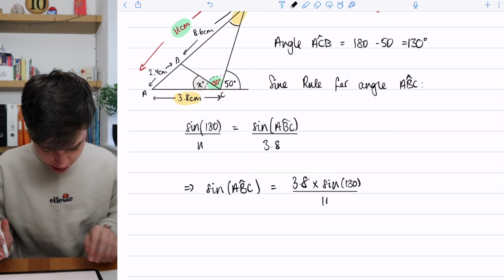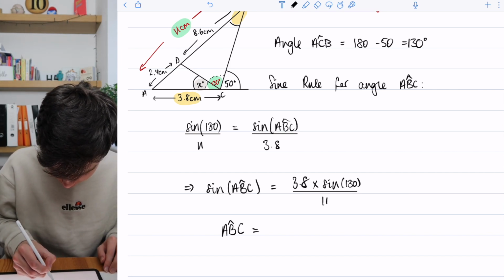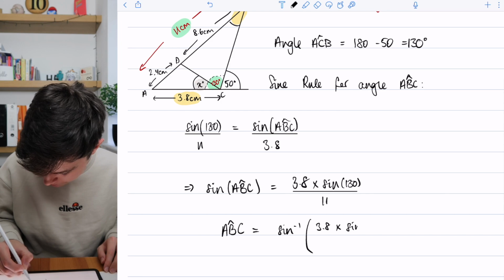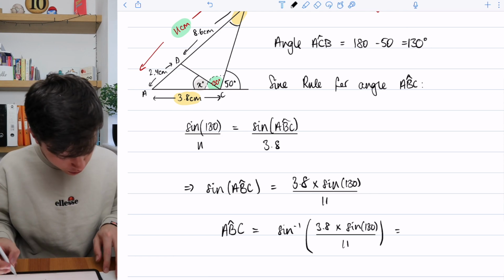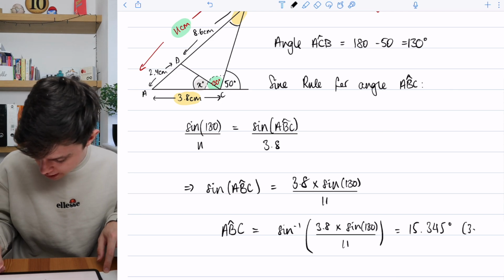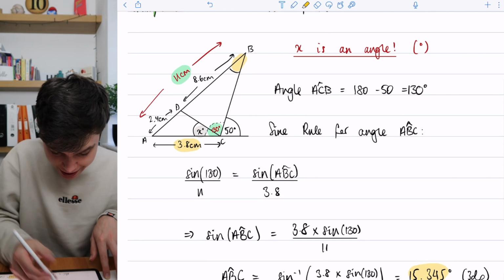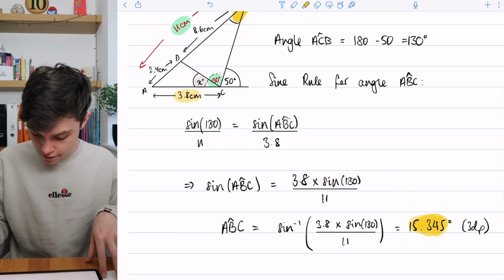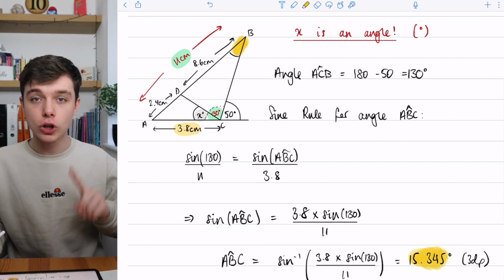If you take the inverse sine, let's do that actually. The inverse sine of 3.8 times sine of 130 divided by 11 will be equal to 15.345 degrees, and I've given that to 3 decimal places. That is this angle here. Okay, 15.345, and I'll make that bit orange. So we've done that so that we can work out angle A.